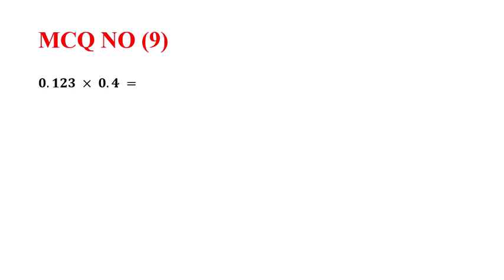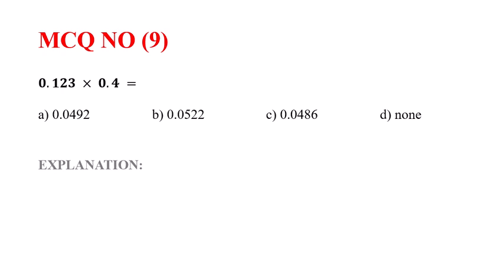MCQs number 9. 0.123 multiply 0.4. The required options are: option A is 0.0429, option B is 0.0522, option C is 0.0486, and option D is none.